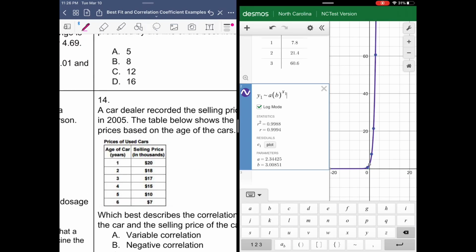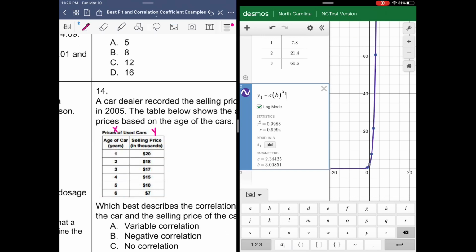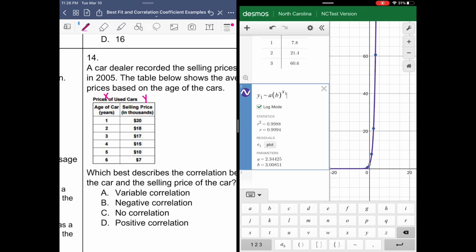I'm looking at my X values, I'm looking at my Y values, and I just want to know, is it variable correlation, negative correlation, no correlation, or positive correlation? It's not asking me to find the R value, it's just asking me to describe, is there a positive, negative, or no correlation? We haven't even talked about variable correlation. That's not a topic that we've covered, so we're not even going to consider that one. It's either positive, negative, or no correlation at all. So let's look at this.